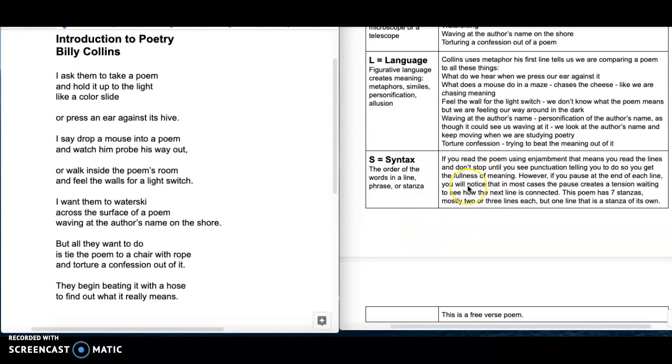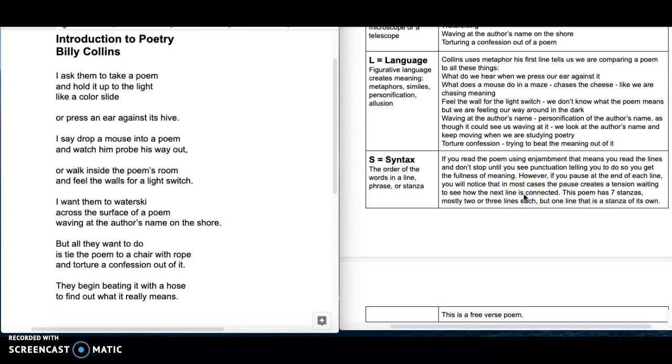That brings us to the last S, syntax. If you read the poem using the enjambment, and that means that you read the lines until you see punctuation that tells you to stop, you really get the fullness of meaning. I hope you kind of heard that when I was reading it. However, if you pause at the end of each line, you'll notice that in most cases, the pause creates a tension, a kind of waiting to see what the next line is going to reveal.